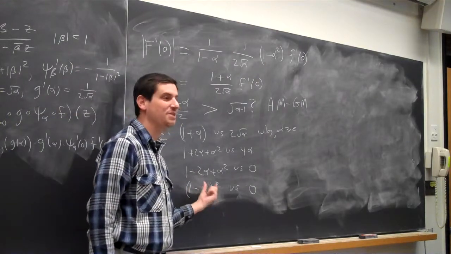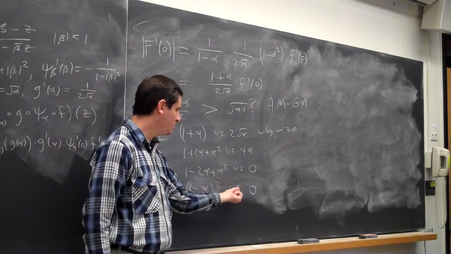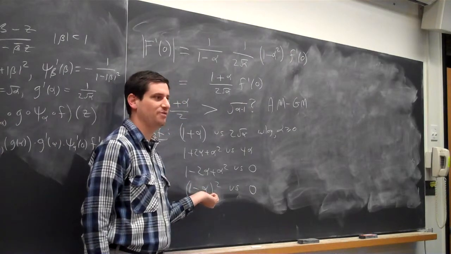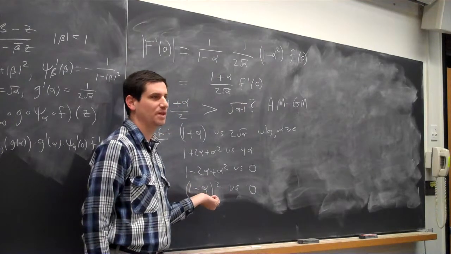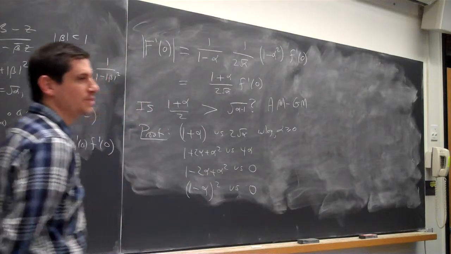1 minus alpha squared, right? 1 minus alpha squared can't be negative. So it's always greater than or equal to 0. What's the only way 1 minus alpha squared could equal 0? Alpha equals 1. So that's if the two numbers are the same.